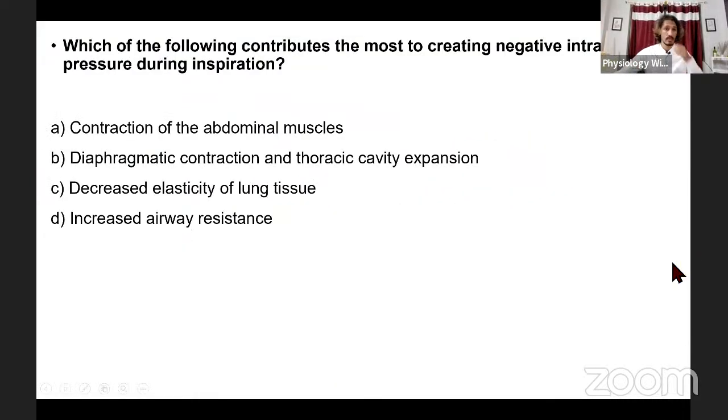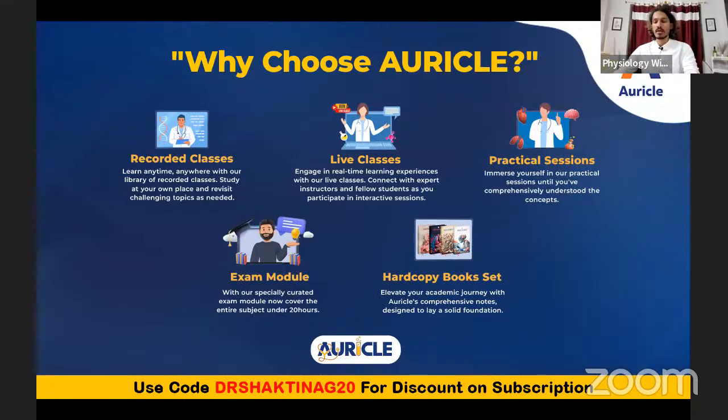So now, which of the following contributes the most to creating negative intrapleural pressure during inspiration? Again, this is a mix of what we just saw and your mechanics muscles. So the diaphragm along with the thoracic cavity, that is what results in the negative intrapleural pressure. I hope you understood the basics that we were discussing today.